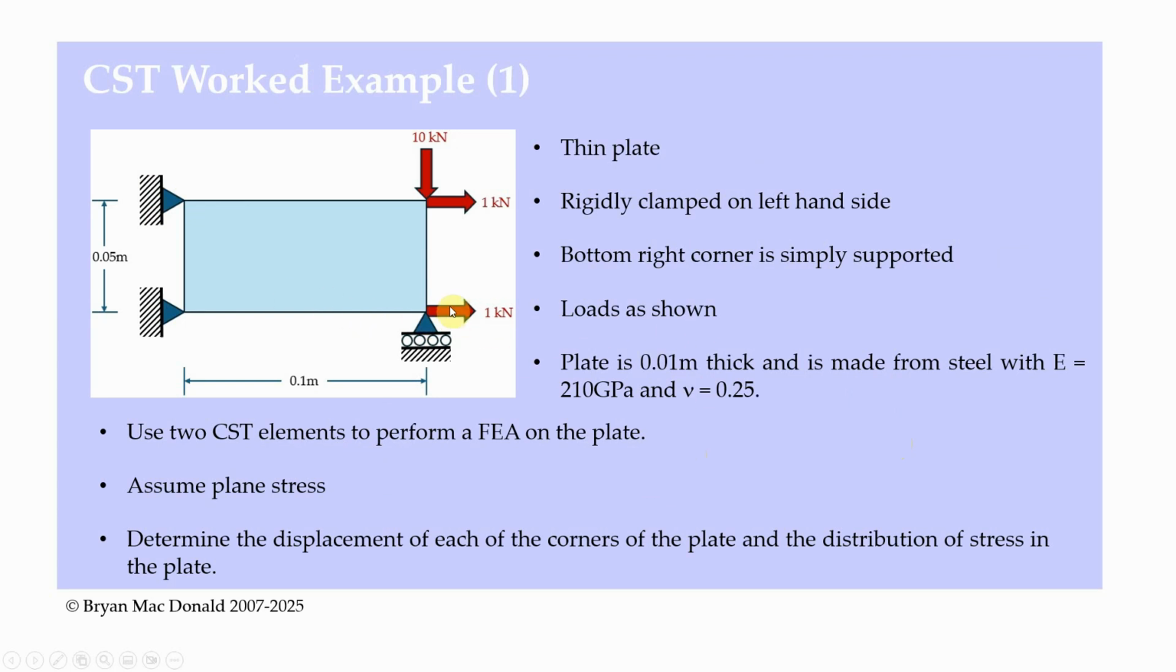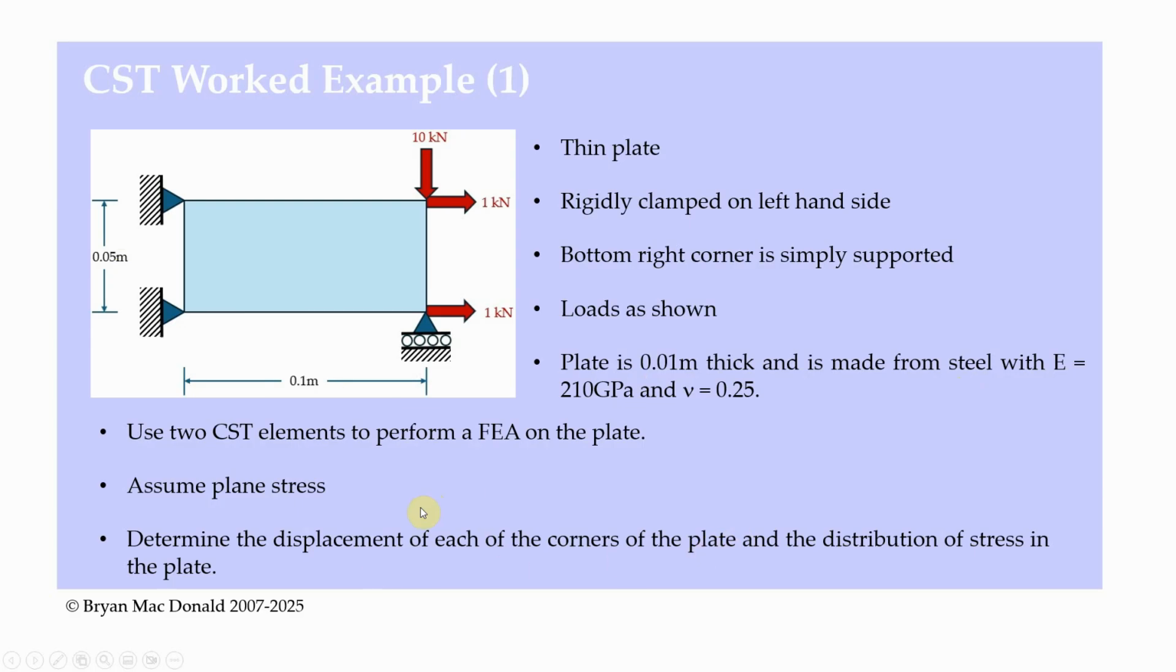There's various loads. So we've got a 1 kilonewton load here and here. We've got a 10 kilonewton load acting down there. We're told the plate is 0.1 meters wide and it's 0.05 meters high. We're told the plate is 0.01 meters thick and it's made from steel with a Young's modulus of 210 gigapascals and a Poisson's ratio of 0.25. So we're asked to use 2 constant strain triangle elements to perform an FEA in a plate. We may assume plane stress, and we're asked in particular to determine the displacement of each of the corners in the plate and the distribution of stress in the plate.